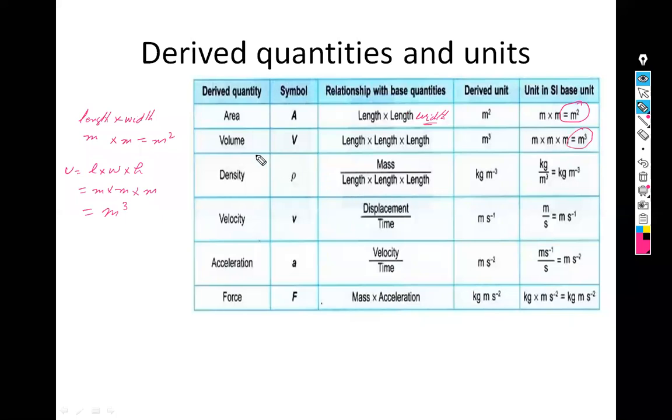It means that area contains more than 1 unit. Volume contains more than 1 unit. It means they are not base. Base units are those units which are single ones, just like the 7 base quantities. Now, density, your incoming chapter. Our next chapter will be density. And density is mass per unit volume.